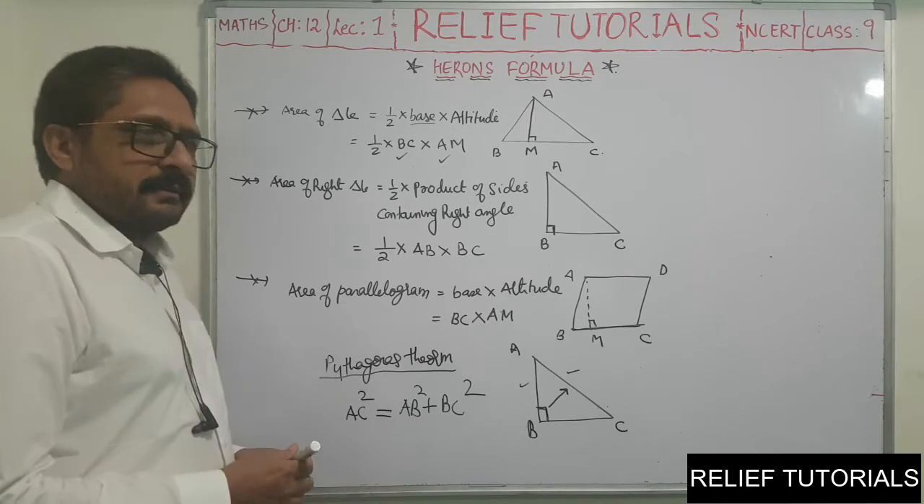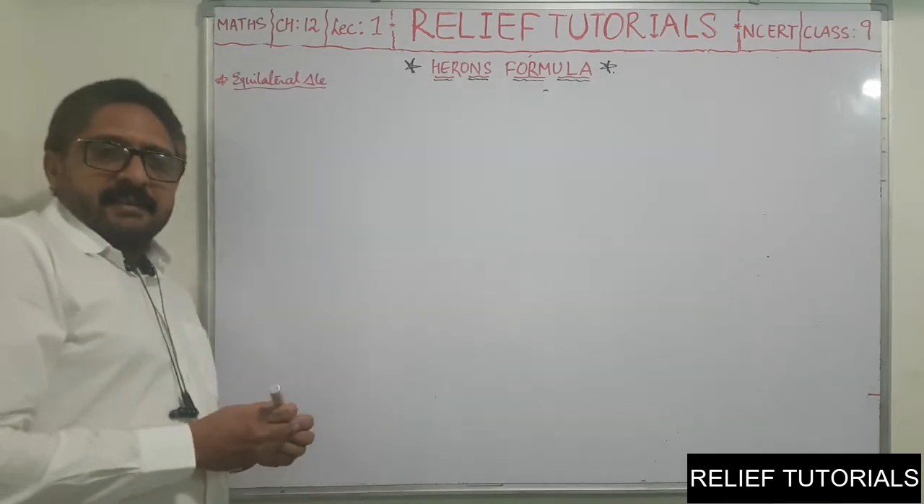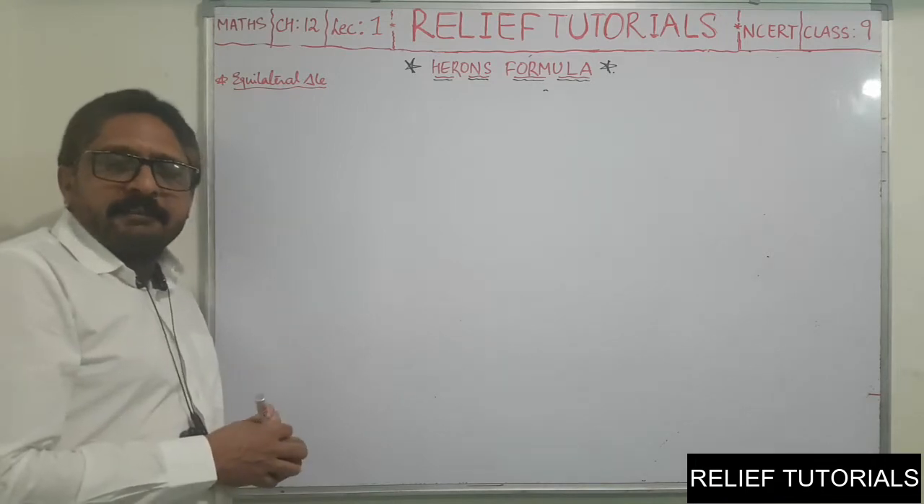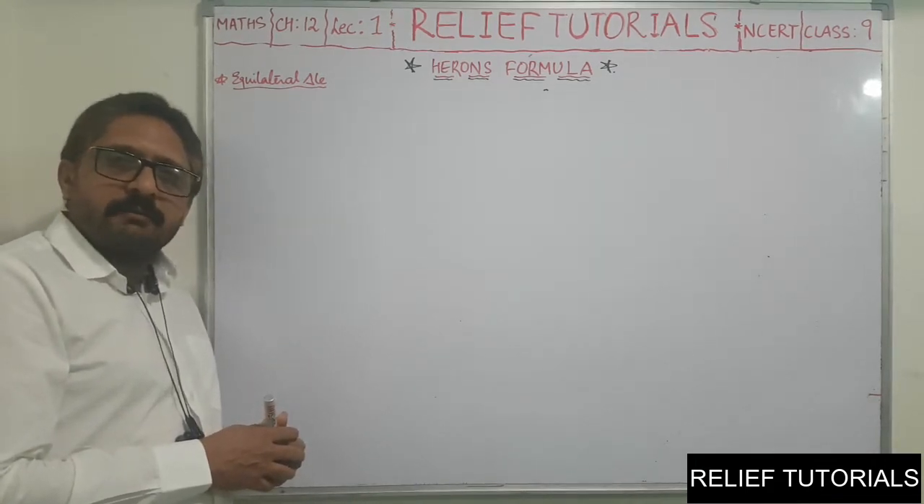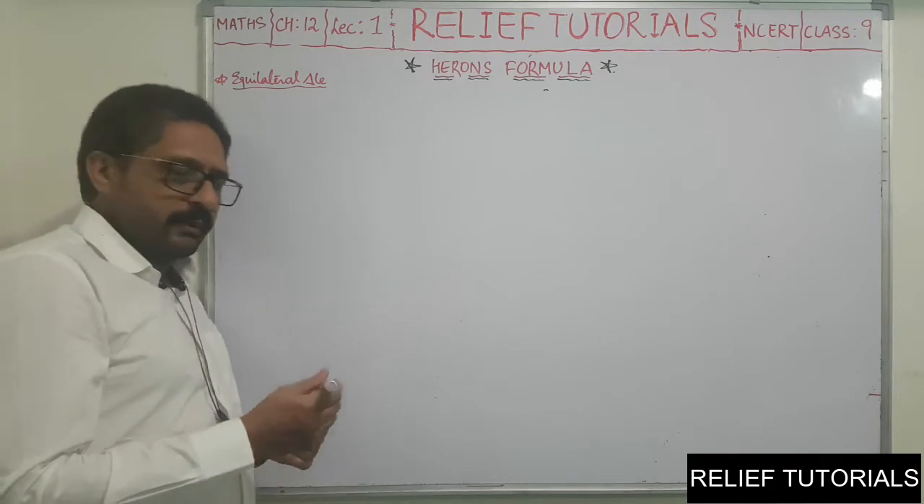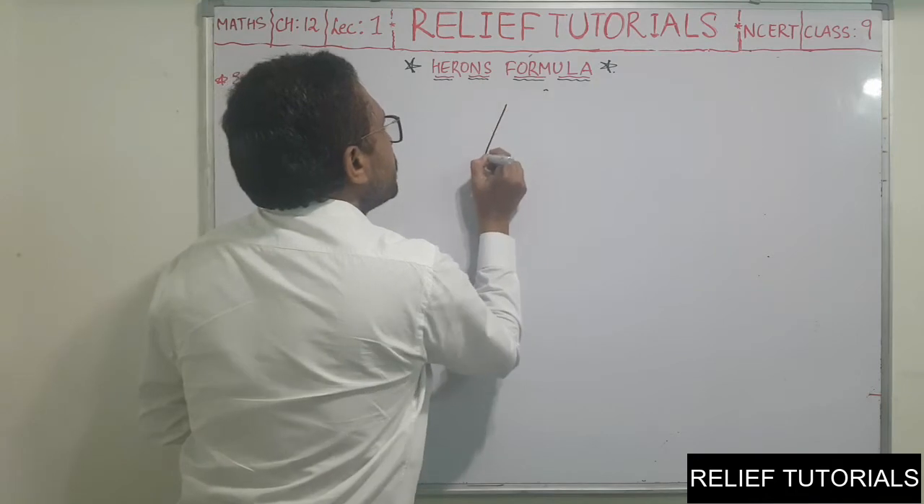So now we'll discuss equilateral triangle. Now you want to find the area of an equilateral triangle. You know that in an equilateral triangle, the measures of all three sides are equal. See here, I will draw. This is an equilateral triangle.